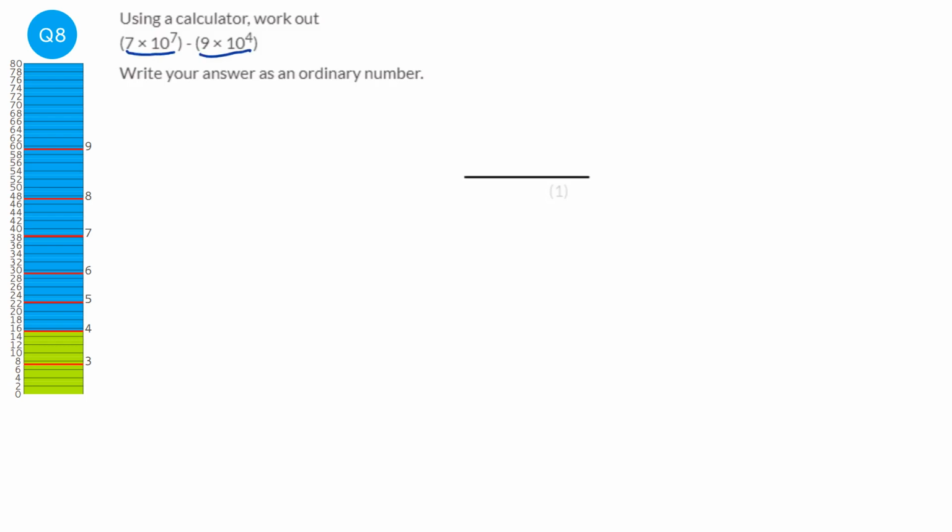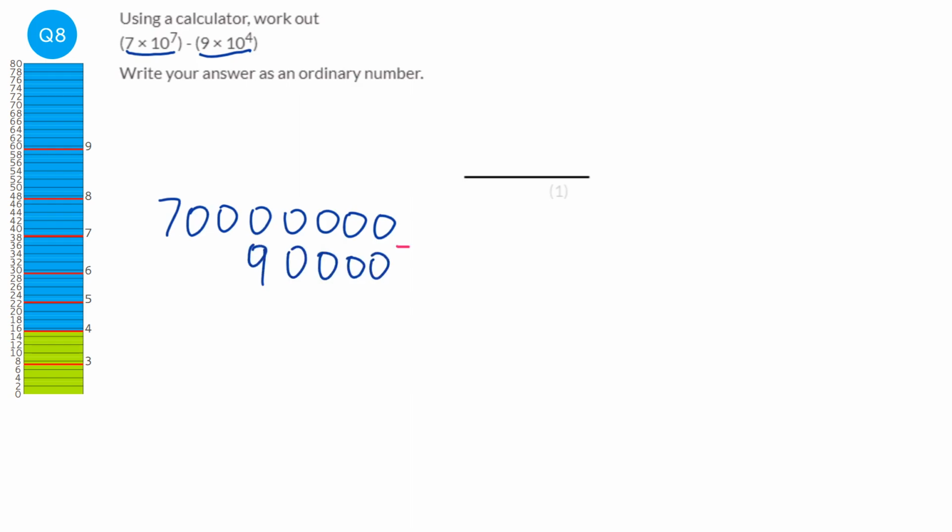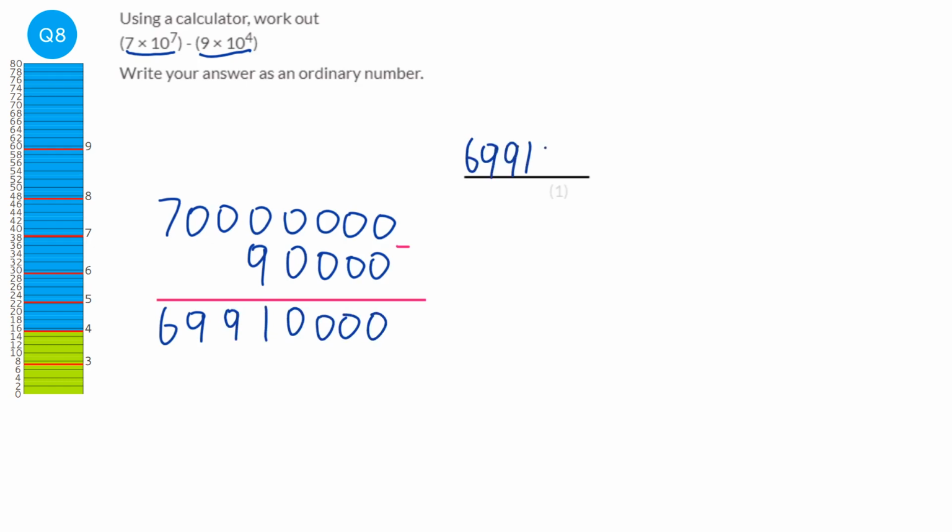So the only way of answering this question is to work out what these are as ordinary numbers. And so 7 times 10 to the power of 7 would be 7, 1, 2, 3, 4, 5, 6, 7. And 9 times 10 to the power of 4 would be 90,000, so that would be 9,000,000 minus that. And so we're just subtracting them like that. And so we'll get 6,991,000.